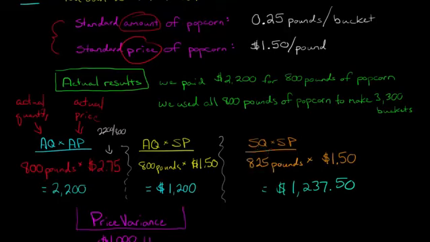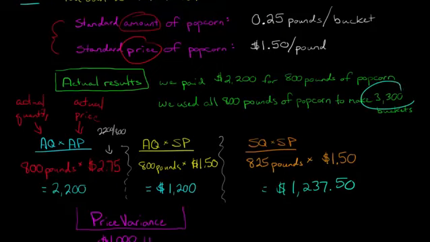Okay, so where did this 825 come from, you might be saying? What we did, we want to know the standard quantity. So we used 3,300 buckets of popcorn. That's the actual amount of popcorn we used. What's the standard amount of popcorn we use per bucket? Well, we decided it's 1/4 pound, 0.25 pounds per bucket.